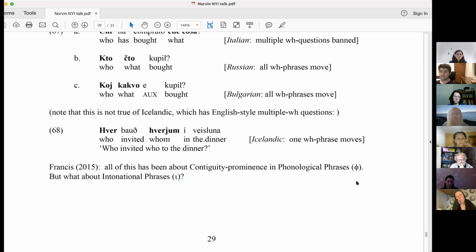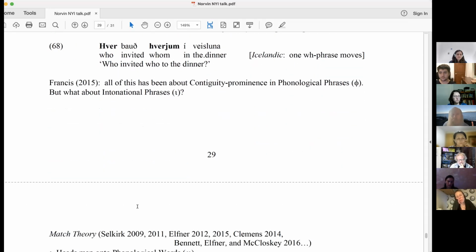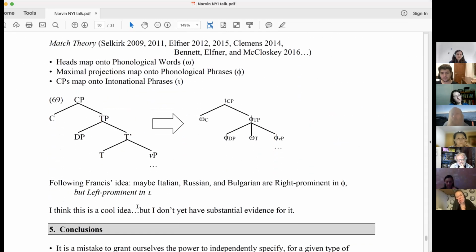But the idea would be, maybe English doesn't have left prominence in its intonational phrases, but maybe Russian and Bulgarian do. And so although their WH phrases, as far as everything we've talked about, ought to be able to stay in situ, because they are being agreed with by C, they need to also be prominent in the intonational phrase. And that's what requires them all to move to the left. Lots of work to do to find any evidence for that, but I think it's a neat idea.